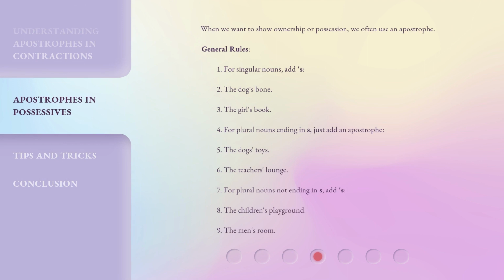When we want to show ownership or possession, we often use an apostrophe. General rules. 1. For singular nouns, add 's. 2. The dog's bone. 3. The girl's book. 4. For plural nouns ending in s, just add an apostrophe. 5. The dogs' toys. 6. The teachers' lounge. 7. For plural nouns not ending in s, add 's. 8. The children's playground. 9. The men's room.